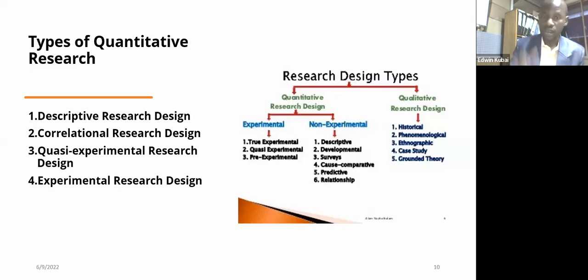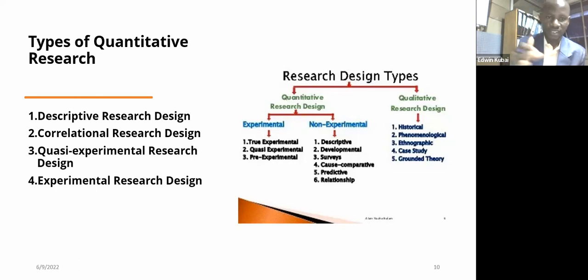And under the four, we have subgroups that you must understand how to incorporate in your study. Because if you are writing your research plan, you must tell the reader, I'm using descriptive research design, or correlational research design, or quasi-experimental research design, or experimental research design, so that the person is well prepared and knows the data analysis to expect. Once you have said you're going for experimental, then you expect to see different inferential statistics in terms of your analysis.